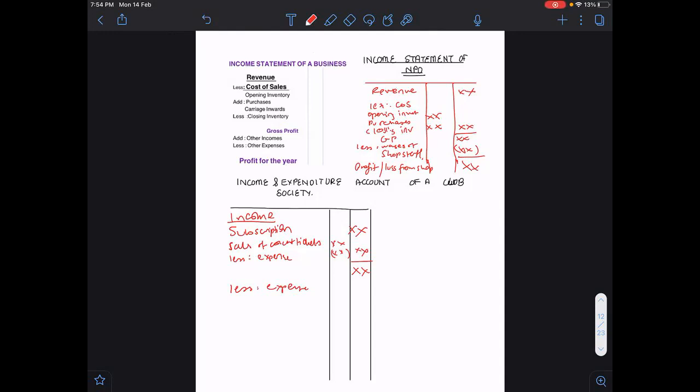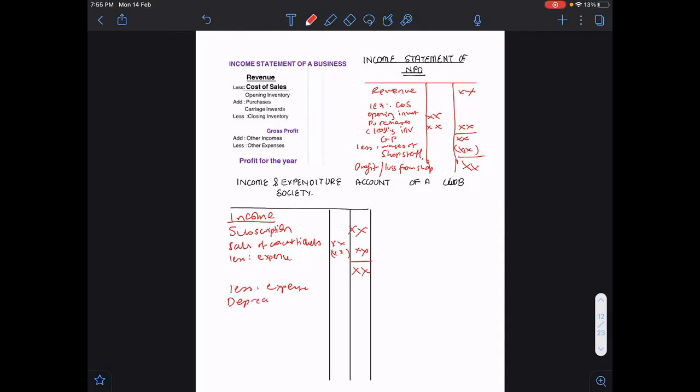Increase and decrease in PDD will come in income and expenditure account. Yes. Okay, fine.